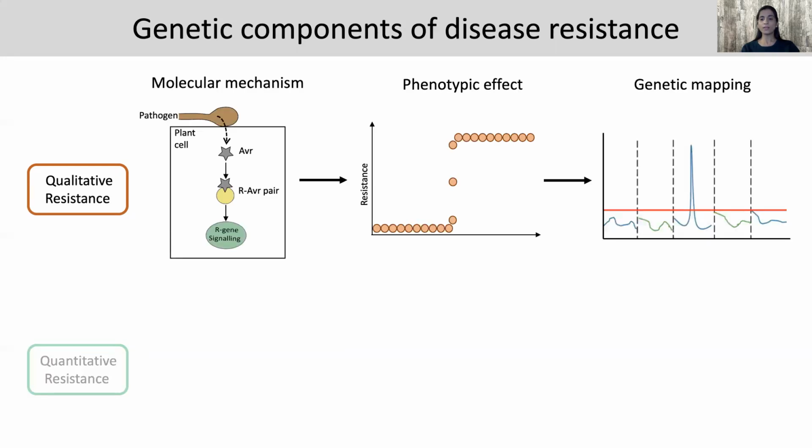The qualitative disease resistance is generally conditioned by a single resistance gene, recognizing a virulence factor in a classic gene-for-gene mechanism, conferring a near immune response to the pathogen. The large phenotypic effect makes these genes more amenable to detection and further molecular analysis.